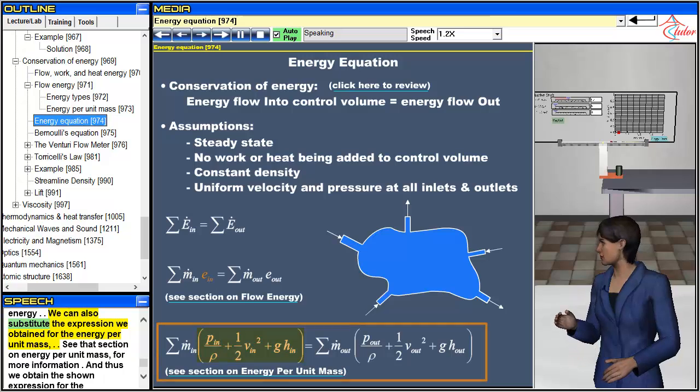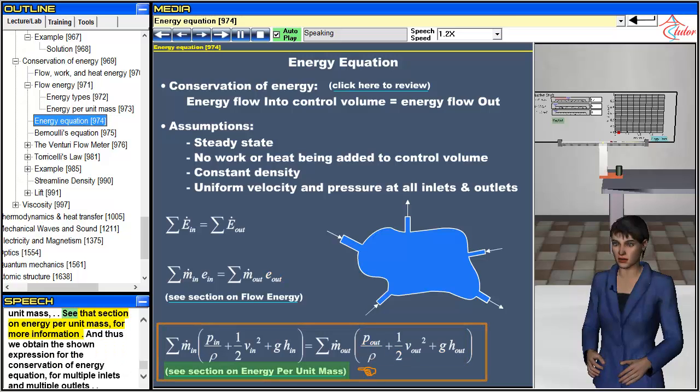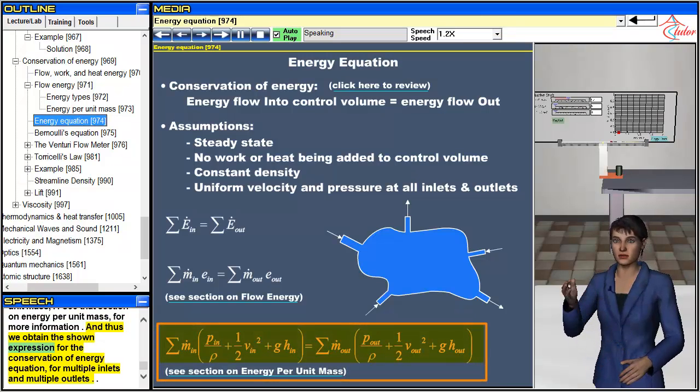We can also substitute the expression we obtained for the energy per unit mass. See that section on energy per unit mass for more information. And thus we obtain the shown expression for the conservation of energy equation for multiple inlets and multiple outlets.